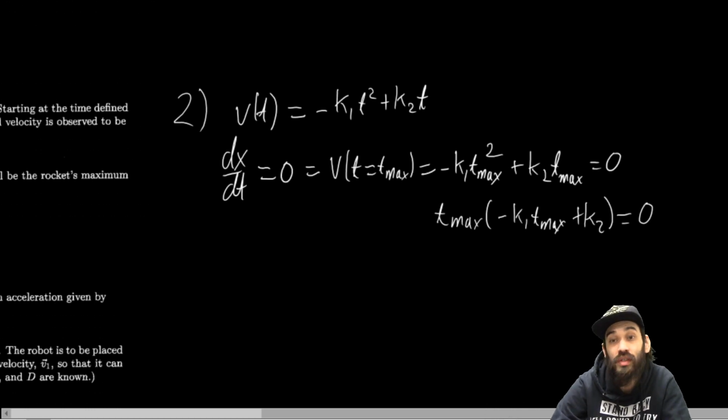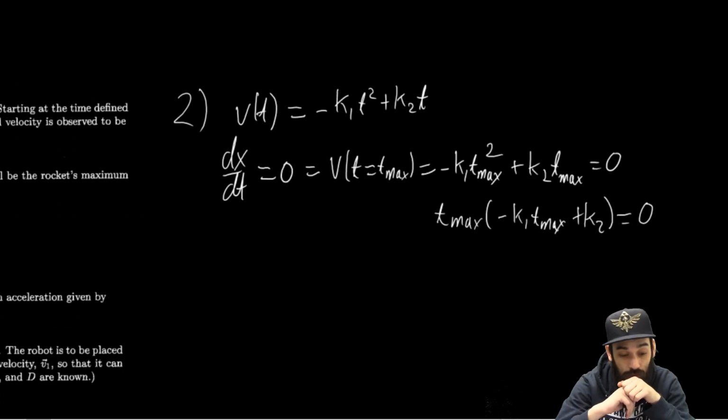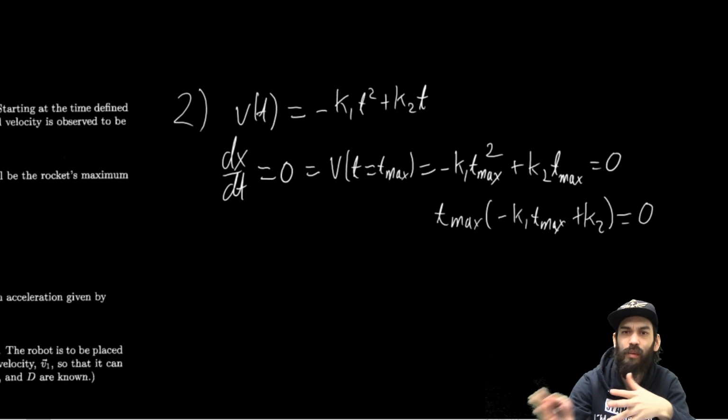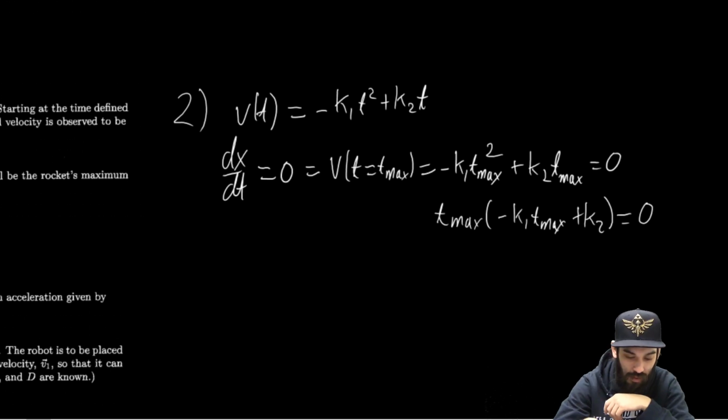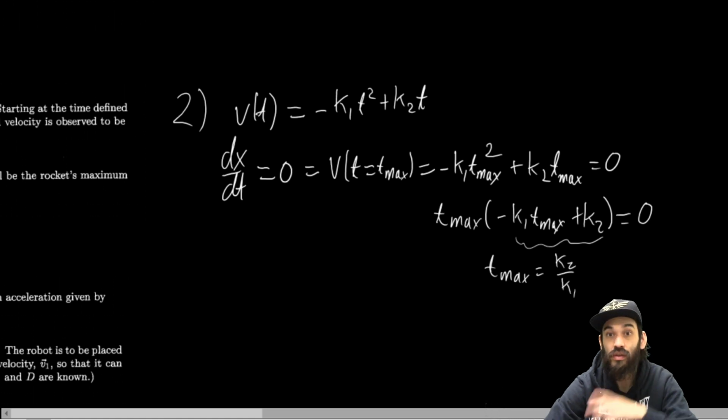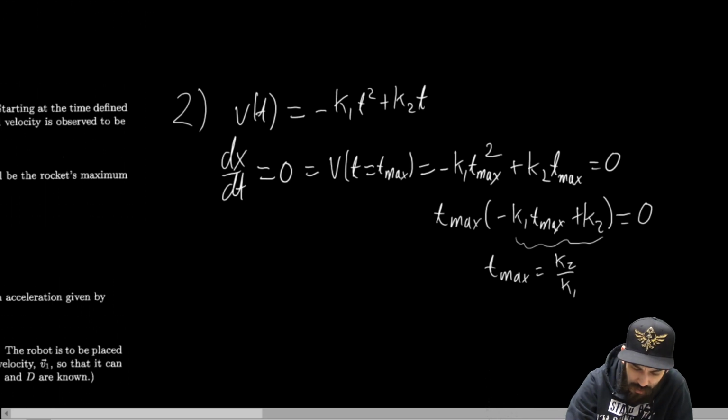And there are two solutions to this. One is sometimes called the trivial solution, and the other is the one that we're really interested in. This is satisfied when t max is equal to 0, like when we begin. It starts with 0 velocity. But that's not particularly interesting. What we really want here is when the time t max satisfies this portion of the equation. So when we satisfy this portion, t max is going to be equal to k2 over k1. This is the time that it takes to have a velocity of 0.